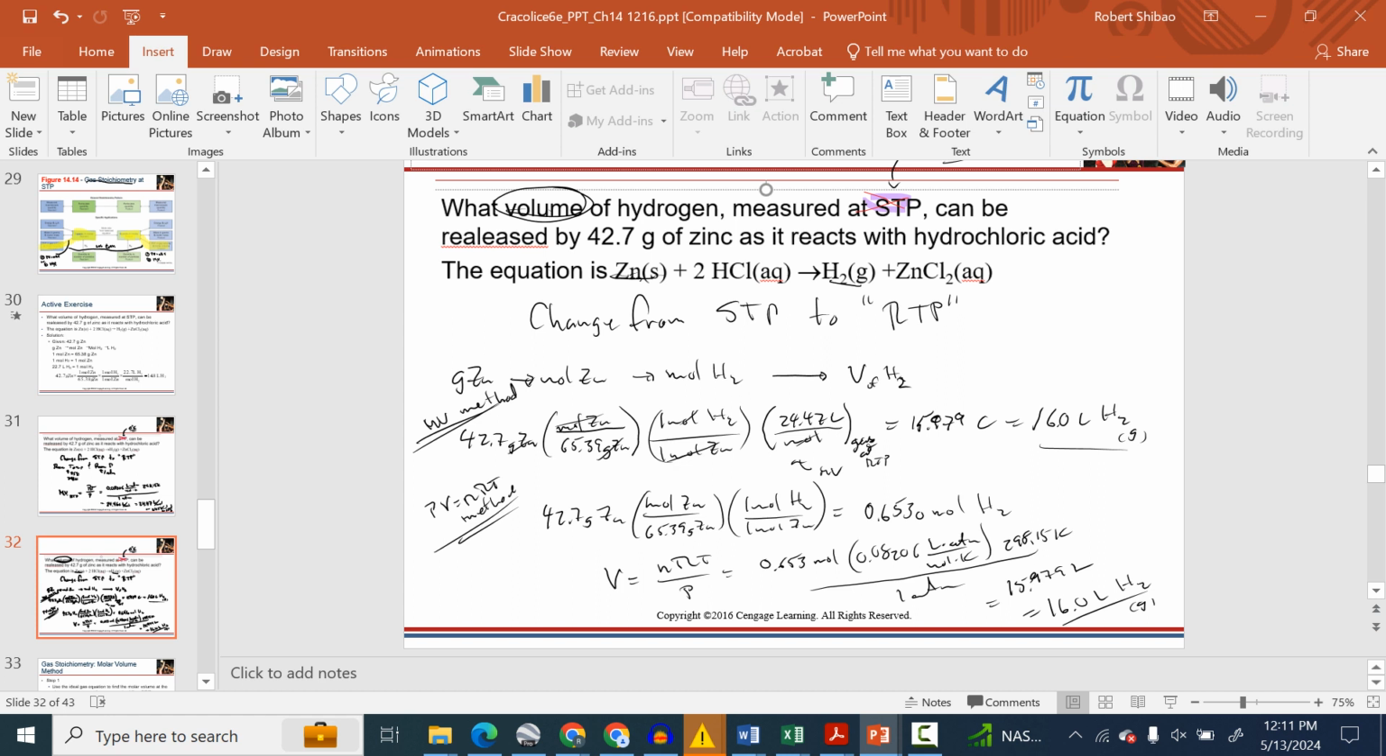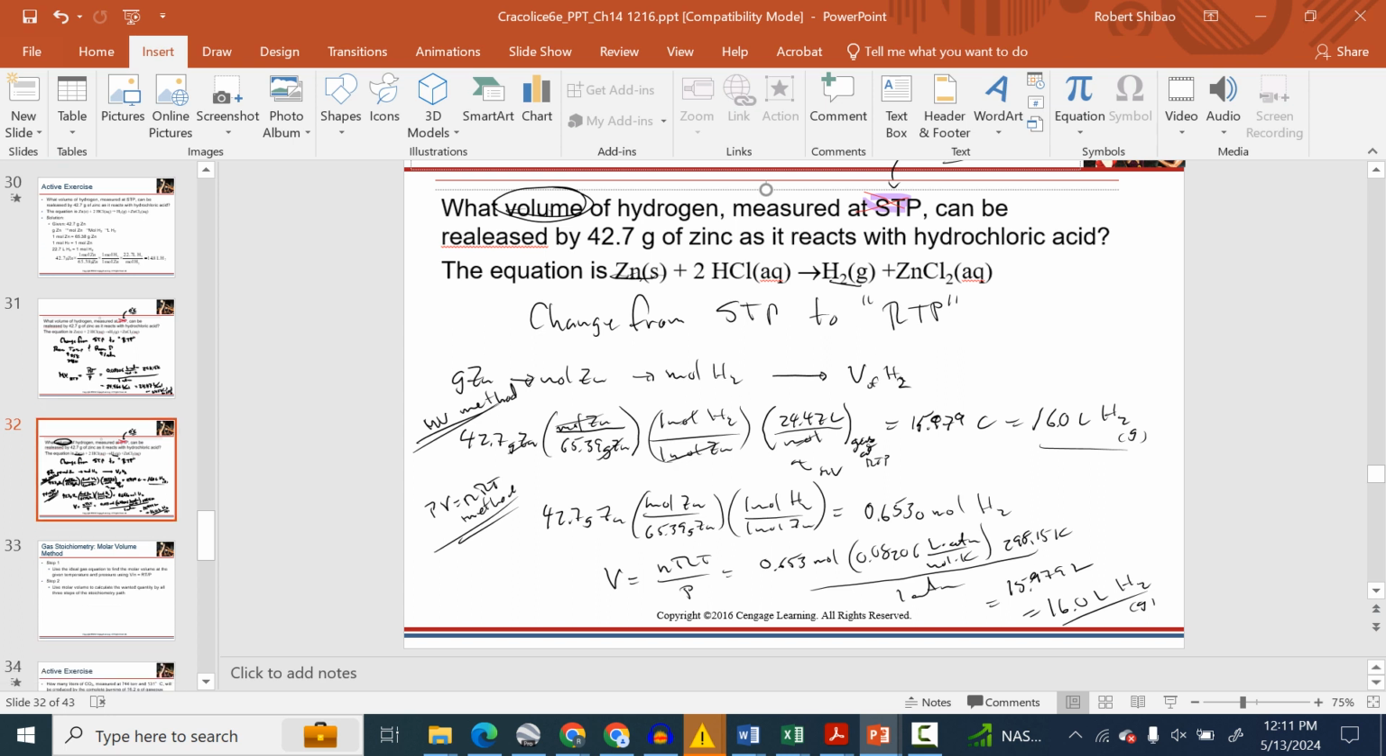So here, it's useful to know the molar volume at room temperature and pressure, because most of the problems that we do are at room temperature and pressure. It'd be worth memorizing. It saves you a little bit of time. Not huge, so if you don't memorize it, it's fine. You can always derive it.